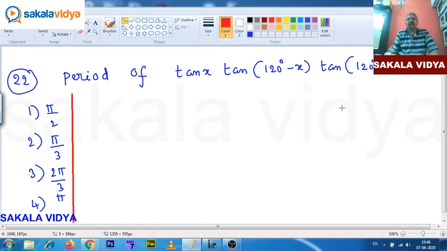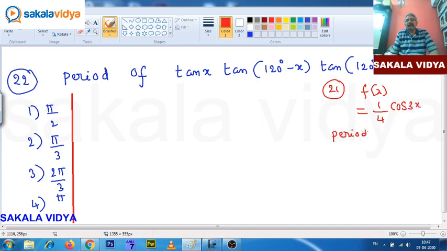Yes, once again the previous question I will discuss. The previous question is the 20th first question. See, f of x equals 1 by 4 cos 3x. So the period of cos 3x is 2 pi by mod a. It's absolutely correct. Sin, cos, sec, cosec is 2 pi. So here a means 3, 2 pi by 3. Please change accordingly: option 2 pi by 3.